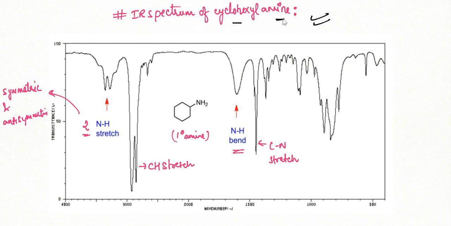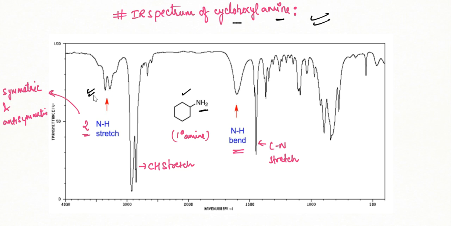If we are talking about the IR spectrum of cyclohexylamine, first of all, if you see the structure, it is a 1 degree amine, guys. So if it is a 1 degree amine, we must expect two nitrogen-hydrogen stretching frequencies, right? One should be symmetric, one should be anti-symmetric stretch. And guys, we should always remember the antisymmetric stretch is going to be greater in frequency than the symmetric stretch.